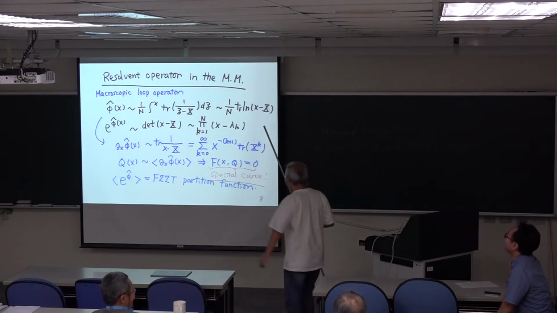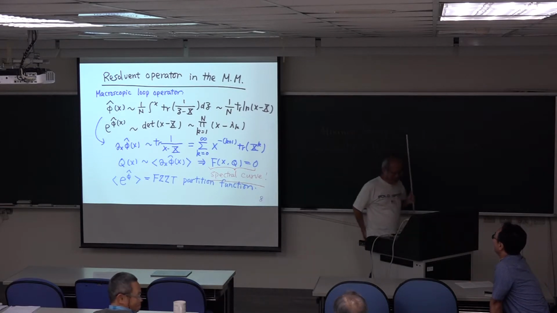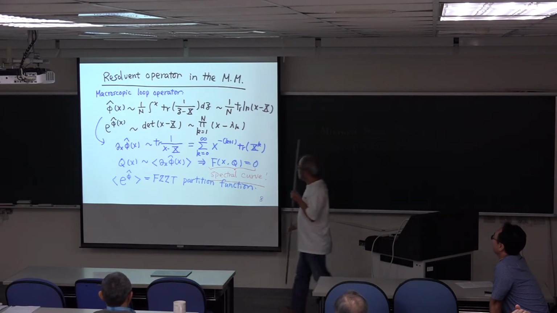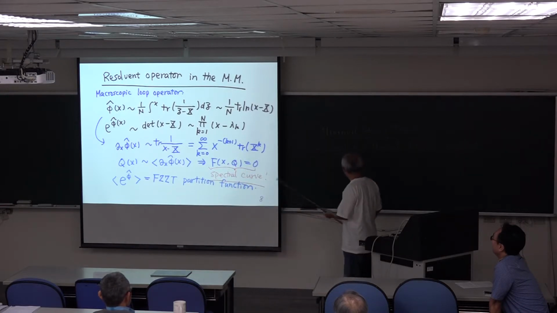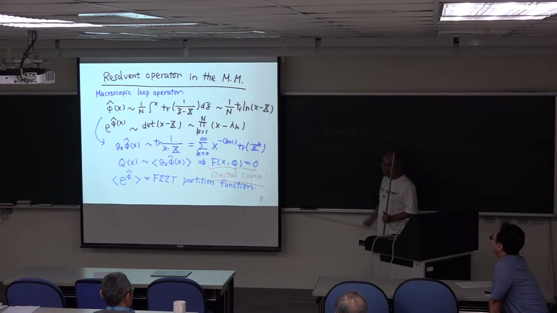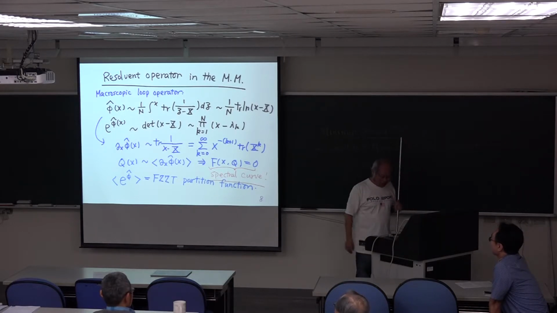I'm in the middle of the talk. Okay, so in the literature, the exponential of the macroscopic loop operator is also called the partition function. At this level, I think this picture is sufficient for you to form an imagination.